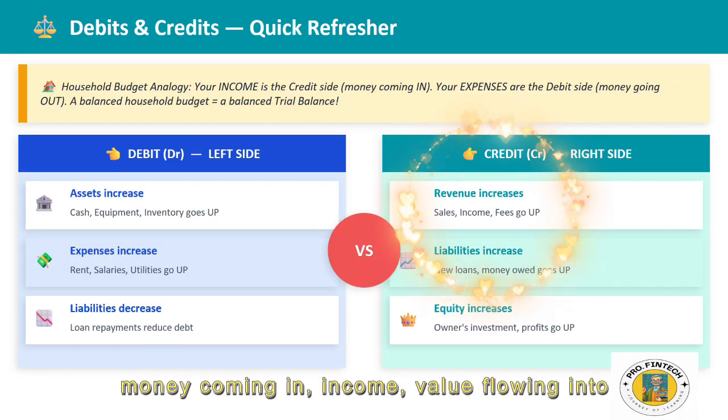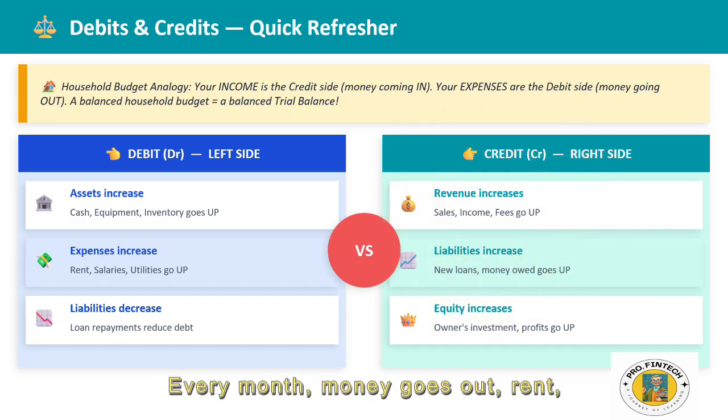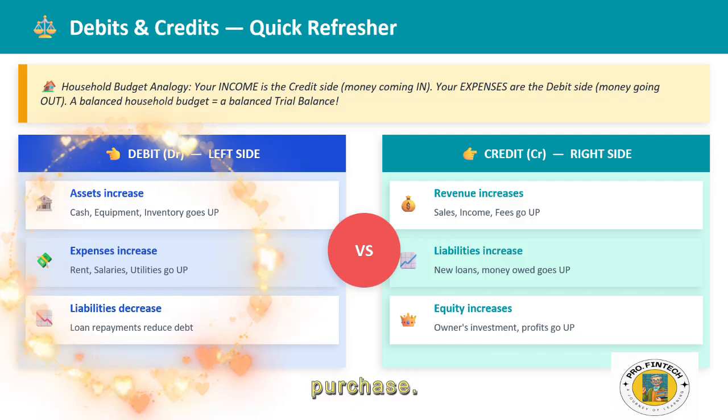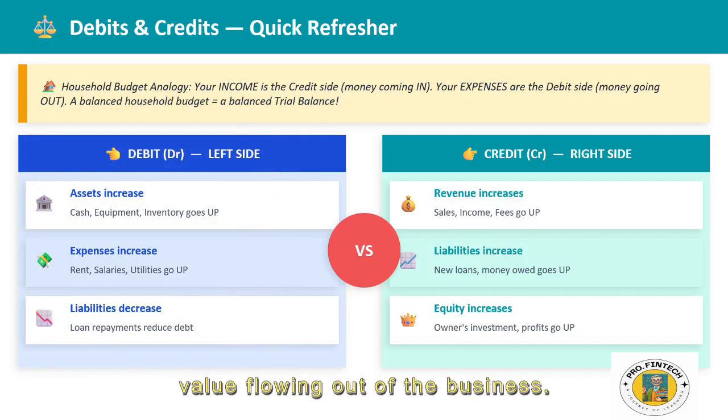Money coming in, income, value flowing into the business or account. Every month, money goes out. Rent, groceries, electricity, that impulse purchase. That's your debit side. Money going out. Expenses, value flowing out of the business.